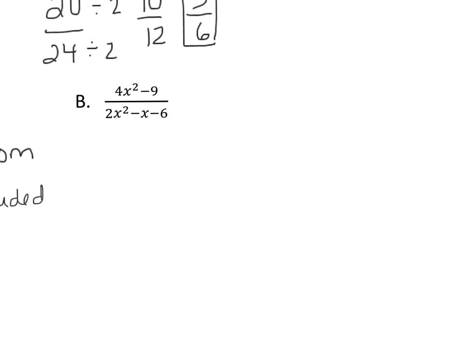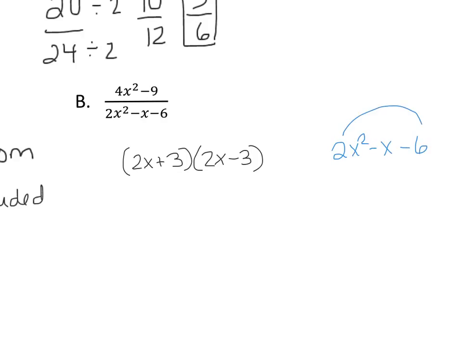Again, I'm going to factor both the top and the bottom. So the top is a difference of squares, 2x plus 3, 2x minus 3. Off to the side, I'm going to do the trinomial on the bottom. So multiply those numbers, factors of negative 12 that add to negative 1. That's going to be negative 4 and positive 3.